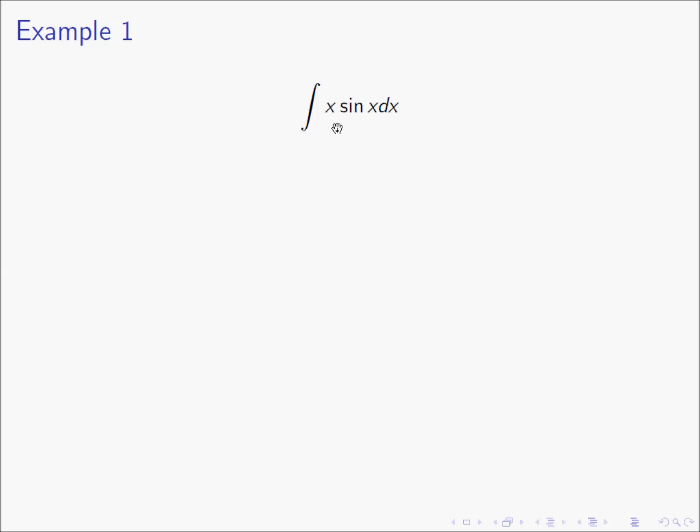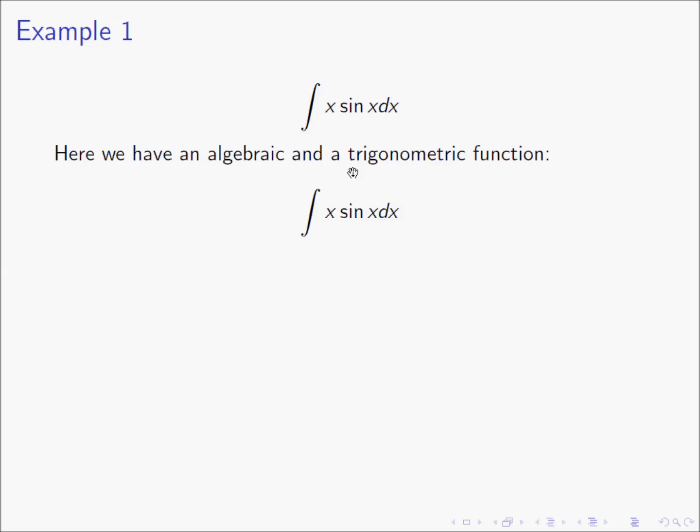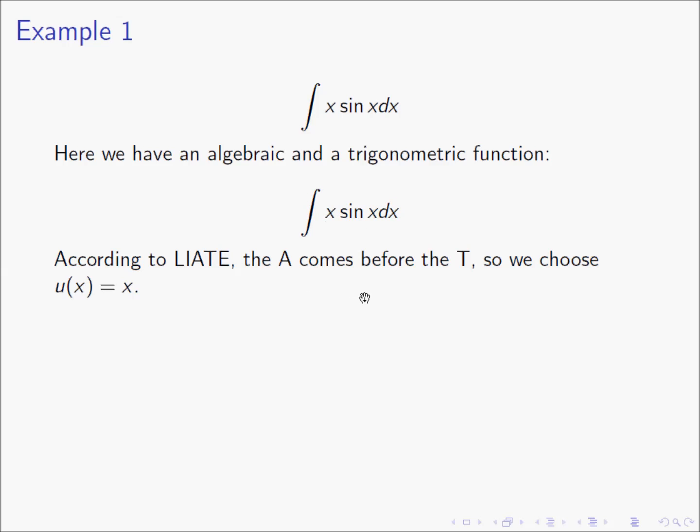Here we have the integral of x times sine of x dx. We already solved this integral in the previous video, and let's apply the LIATE rule to this example. Here we have an algebraic function that is x and a trigonometric function that is sine of x. So we have an A and a T. In the word LIATE, the letter A comes before the T. So we choose u of x as the algebraic function, that is u of x equals x. And this is how we solved this integral in the previous video.